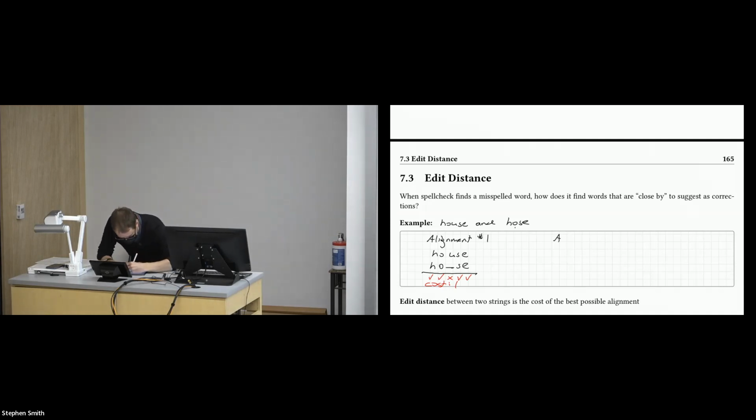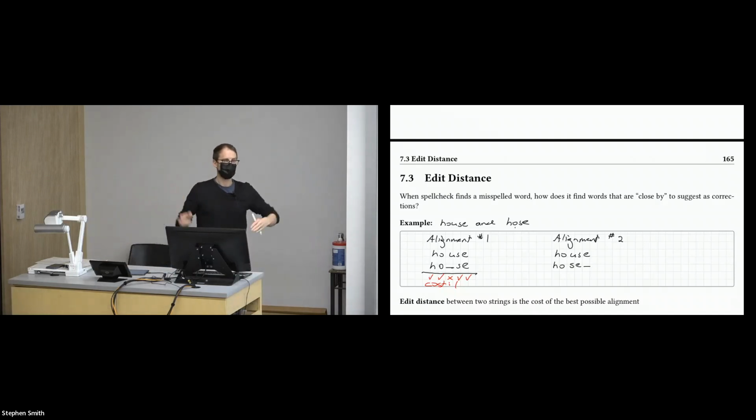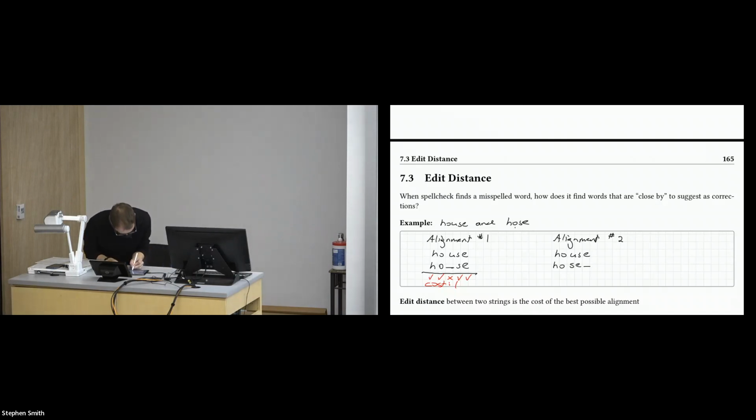Another possible alignment, not as good, but I'm just going to show you another one, is what if I just stack them one on top of the other? I have to make them of equal length, so I insert a blank at the end of hose. And now the first one matches, the second one matches, U and S don't match, S and E don't match, and E and blank don't match. So this one gets a cost of 3.